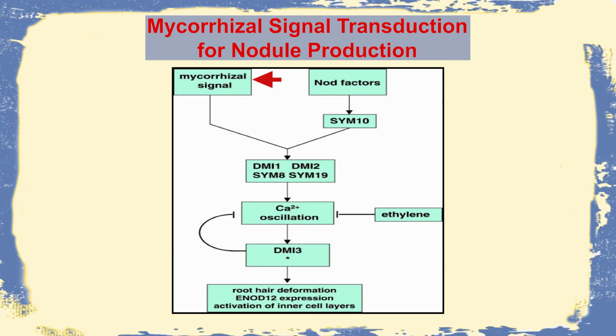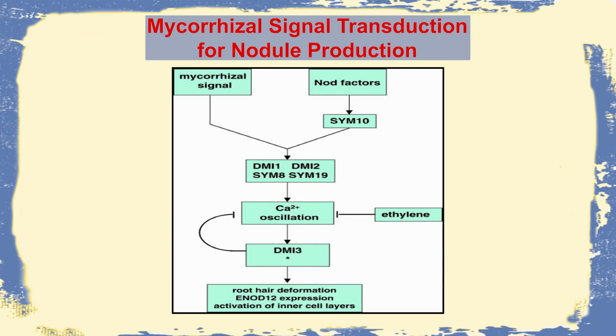It is not only the specific Nod factor that is helping in the formation of nodule. Sometimes there may be mycorrhizal signal, like Nod factor mediated by SYM10, or along with SYM10 if there is some mycorrhizal signal, it will activate DMI1 and DMI2 and SYM8 or SYM19 to produce the calcium spike, and this calcium spike may be inhibited if there is excess of ethylene. So if ethylene concentration increases, then nitrogen fixation will go down. So ethylene, being a gaseous plant hormone, is inhibitory to nitrogen fixation or nodule formation.